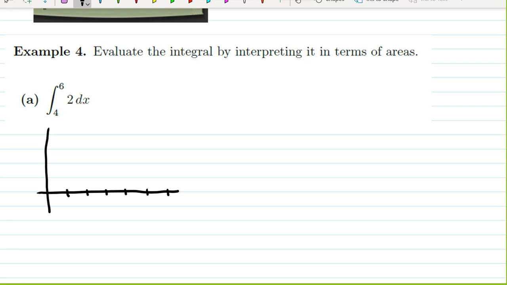So 1, 2, 3, there's 4, 5, 6, and here's 2. So if I were to graph the integral from 4 to 6 of 2 dx, my function would just be a horizontal line between 4 and 6. So then, if I were to draw that figure, the integral is this area. Well, what is this a picture of? Well, it's a rectangle.